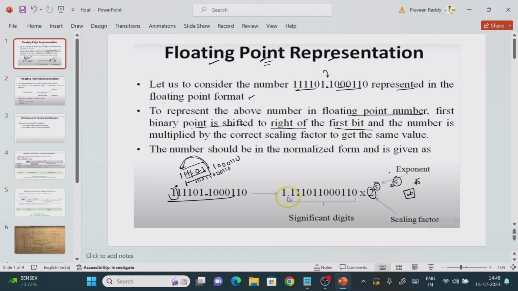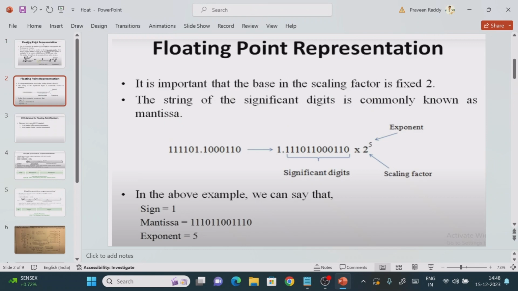So how many times are you shifting in this direction? To reach here we need to shift 1, 2, 3, 4, 5 times, so the exponent value is 5. Try to understand this one, because we are going to use it when solving problems using the floating point representation method.